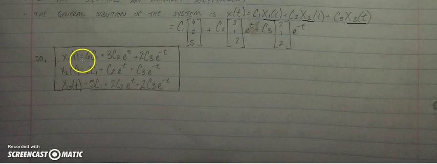For instance, x1 of t equals 6c1 plus 3c2 e to the t plus 2c3 e to the negative t. Our x2 of t is going to be 2c1 plus c2 e to the t plus c3 e to the negative t. And then our x3 of t is going to be 5c1 plus 2c2 e to the t plus 2c3 e to the negative t.